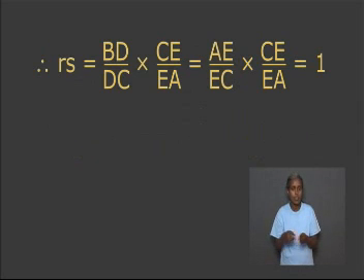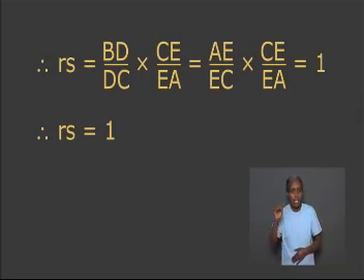Therefore, RS is equal to the ratio of BD to DC times the ratio of CE to EA. This is equal to the ratio of AE to EC times the ratio of CE to EA. This in turn is equal to 1. Therefore, we have proved that RS equals 1. If you managed to work through the steps of this proof, you have done very well.